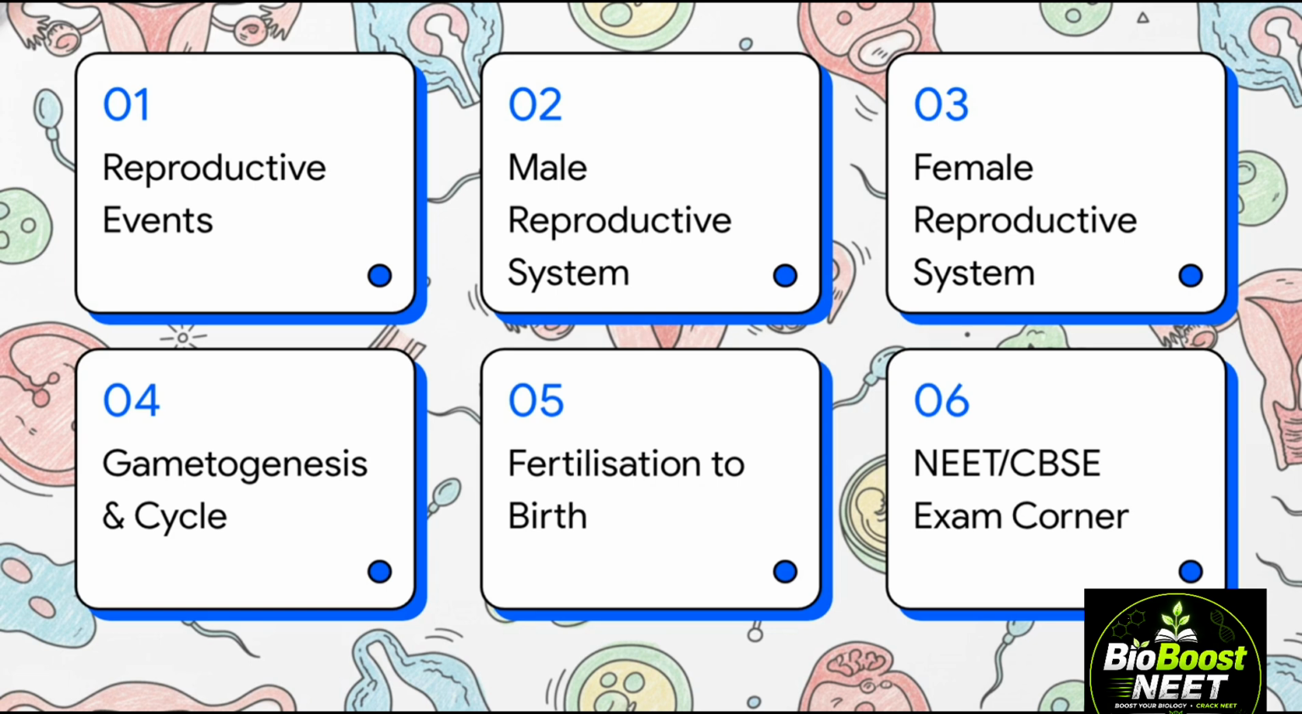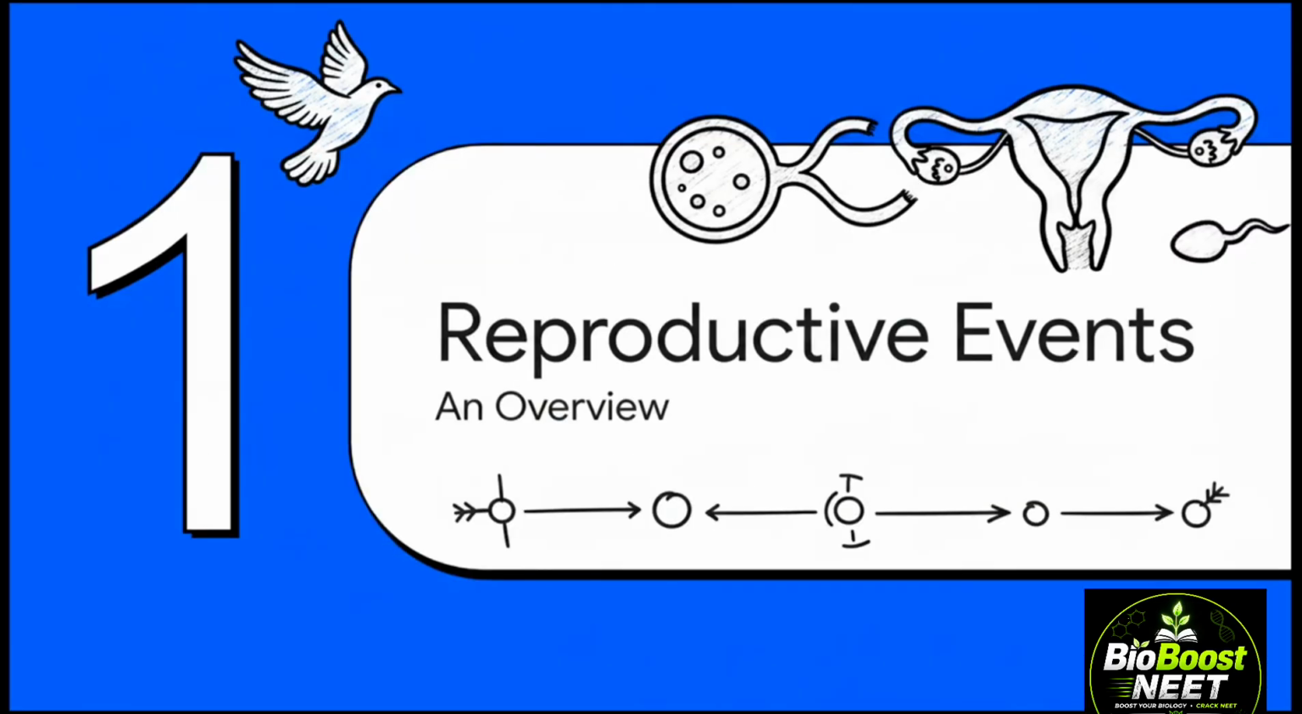Okay, so to really master this chapter, we need a solid game plan. Here's our roadmap for today. We'll start with the big picture. Then we'll look at the male and female systems individually. After that, we'll get into the processes of making gametes and the menstrual cycle, and we'll finish up by putting your knowledge to the test in our exam corner. Sound good? Let's begin.